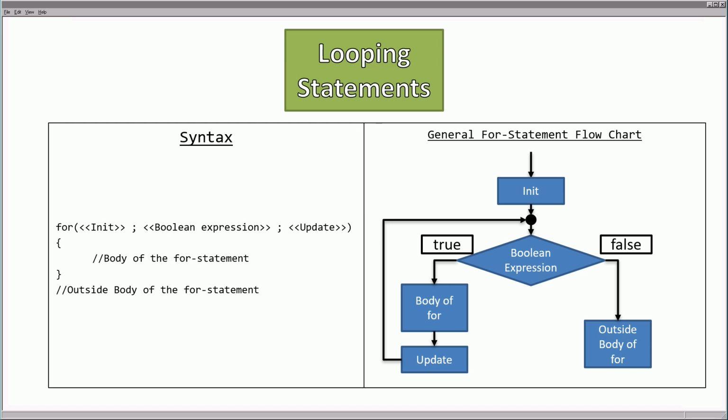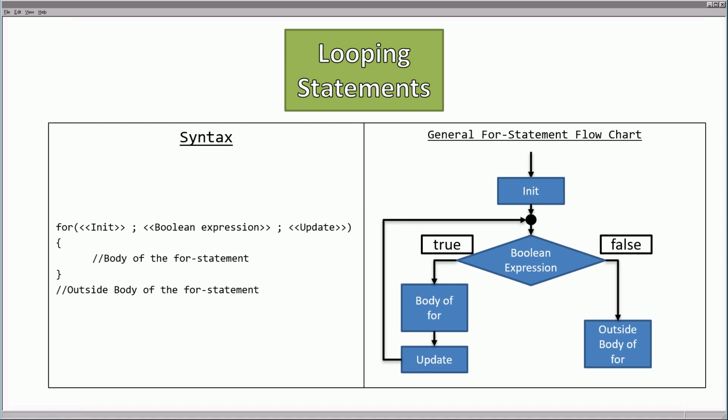Taking a look at the flowchart for a for loop, it looks like this. As we can see here, when we enter into a for loop, we run this initialization once only. After that, we then check the Boolean expression. And if that is true, then we run the body of the for, then we update, and then loop back here, which will then check the Boolean expression. If that's true, we'll run the body of the for, we'll update, and loop back here.